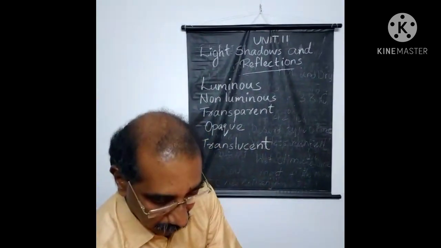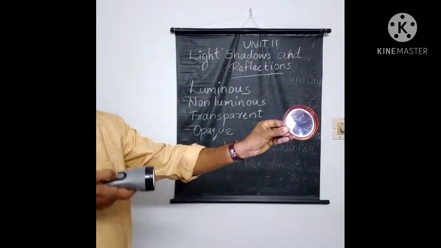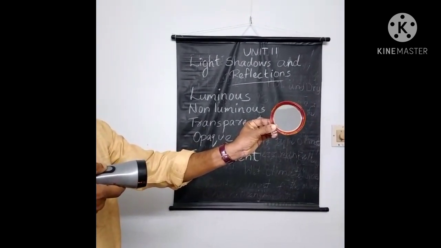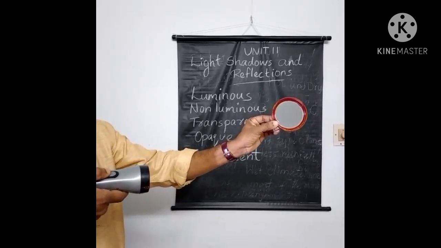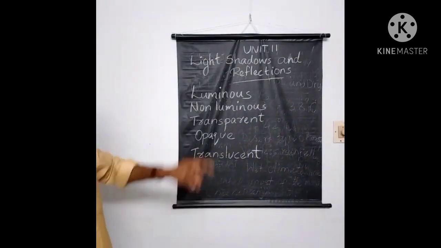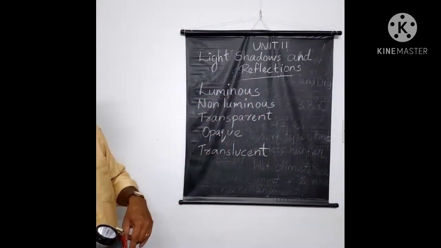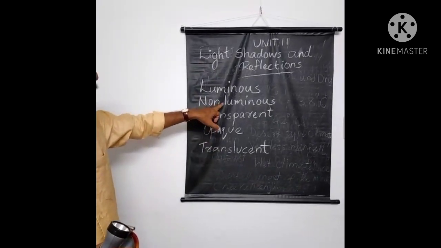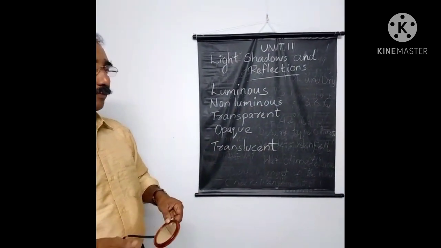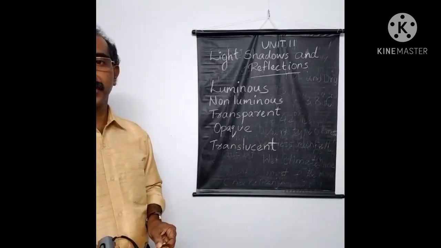But see the case of a mirror. It is not producing its own light, but when I hit the torch onto the mirror, the mirror reflects light. The mirror is not producing its own light. Therefore we can say that a mirror is a non-luminous object. So luminous objects are objects that produce their own light, for example a candle and a torch. Non-luminous objects are objects that do not produce their own light. They should get light from other sources, like a mirror, and the moon is also an example of a non-luminous object.